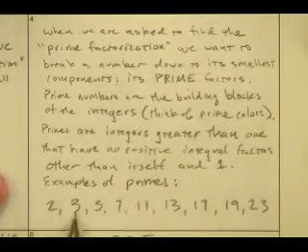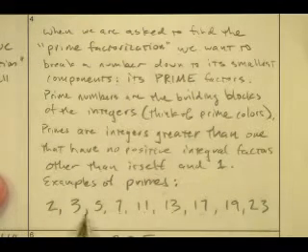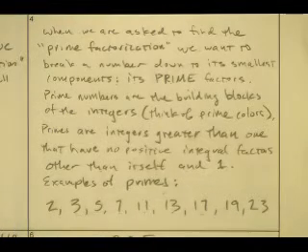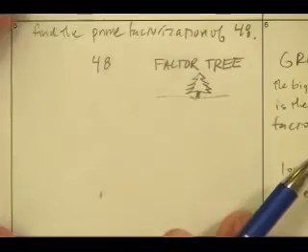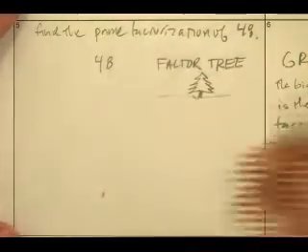Examples of primes: 2, 3, 5, 7, 11, 13. These are all primes. There are no positive factors except for 1 and themselves. 1 is not a prime number. 2 is a very special prime. It's the only even prime. Now, let's find the prime factorization of 48. Well, this is easy.